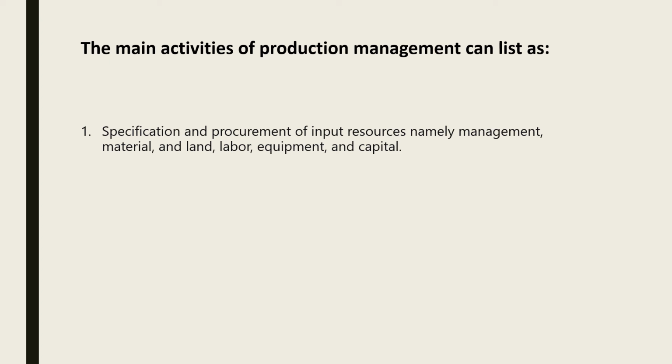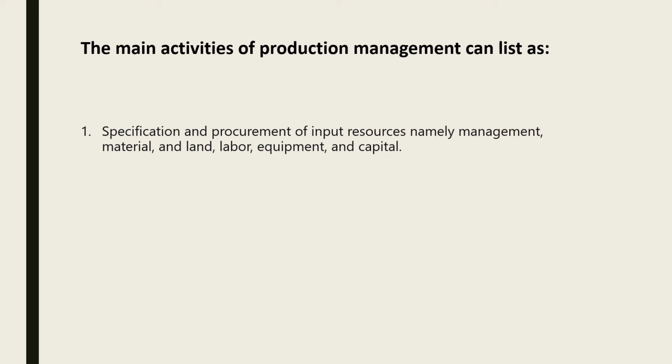And we have another component, which is equipment. As a production unit, we need to be very sure what kind of technology and what kind of equipment or machinery we are going to use in our production unit or production process. That decision lies with production management. And this is a very important activity of production management.